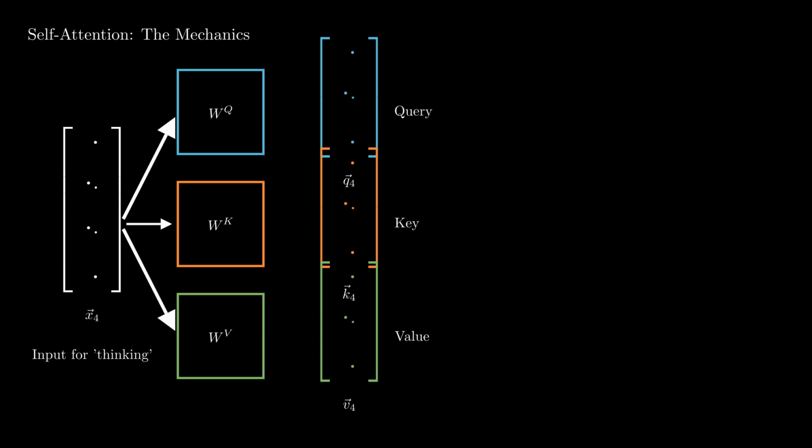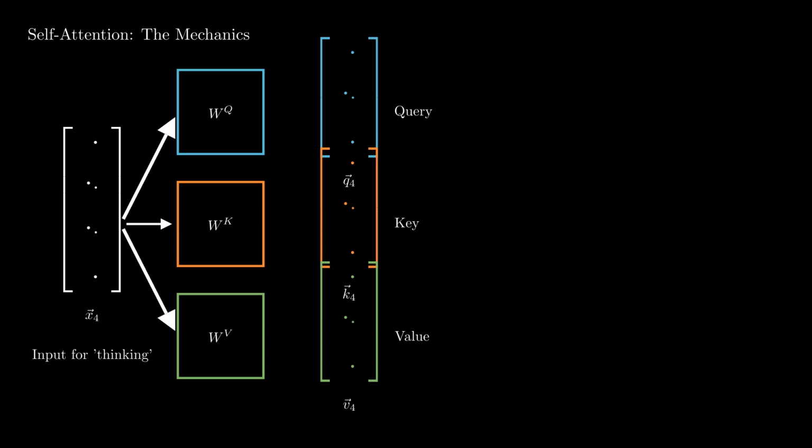It's the part of thinking that will go out and actively seek relevant information from the rest of the sentence. Next, x4 is multiplied by the WK matrix. This creates the key vector, K4. The key acts like a label or a signpost. It's the version of thinking that announces its own properties, ready to be seen by other words' queries.